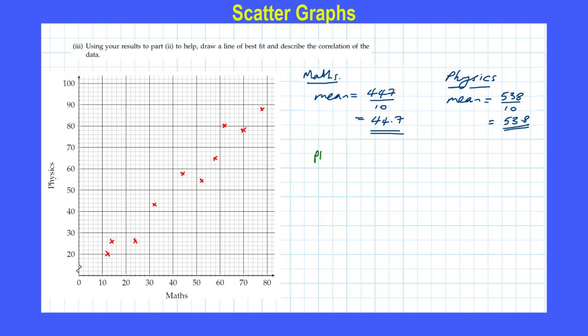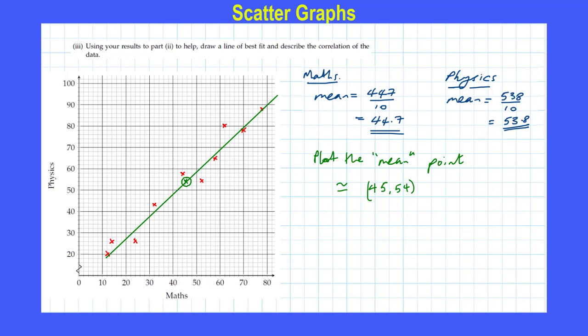Okay, so now what we need to do is plot the mean point. Now to plot the mean point, roughly speaking, we can say the maths mean mark is roughly 45 and the physics one is roughly 54. We can't be more accurate than that. So on my scatter graph, I'm going to plot that point. I'm going to put a circle around it to identify it as being the mean mark.